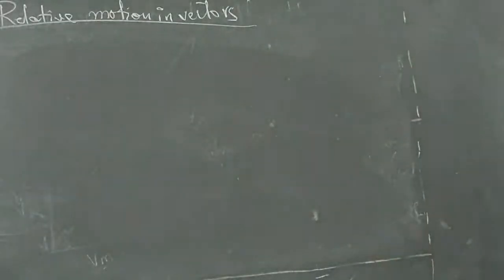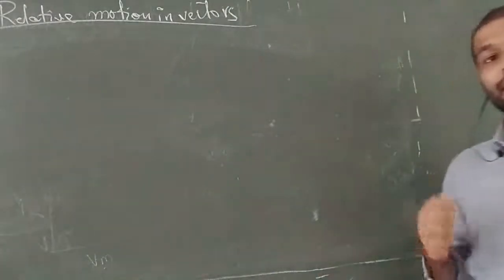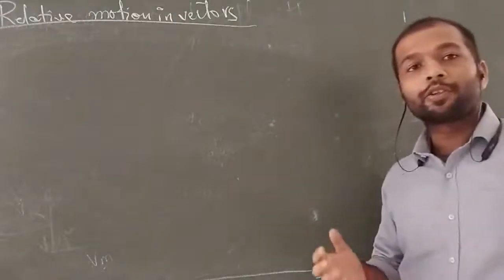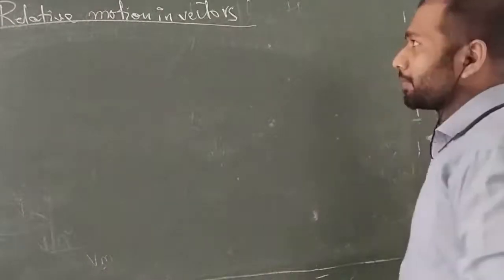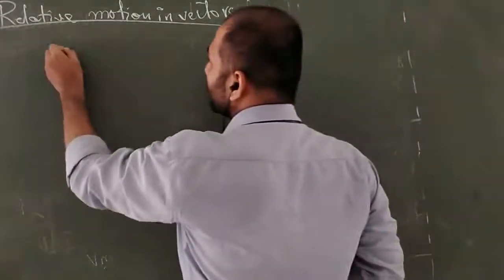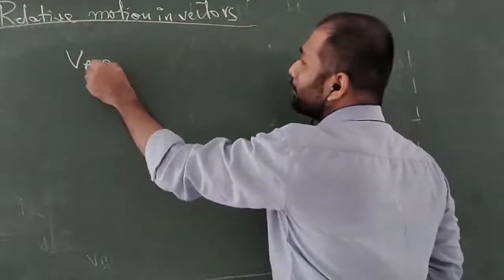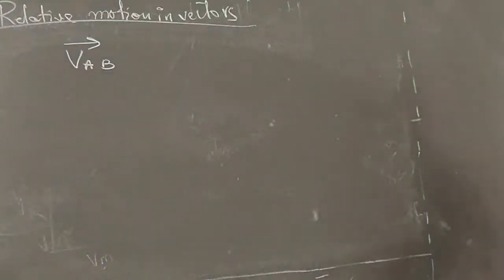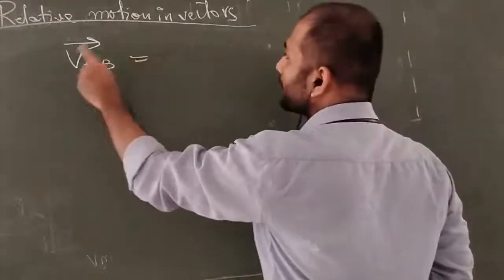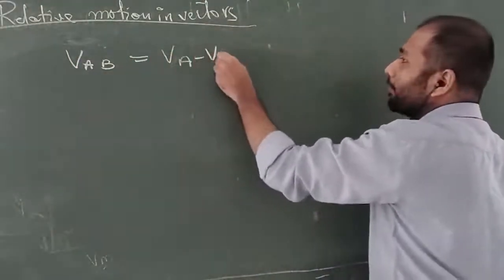Generally, when we deal with vectors, the two bodies are moving along different axes. That can be the y-axis, and that can also be the x-axis. That's why it can also be named relative motion in a plane. Let us write first: if this is a body A and body B, and we have to write the relative velocity of A with respect to B, then what we used to write earlier, in a straight line, is A minus B.